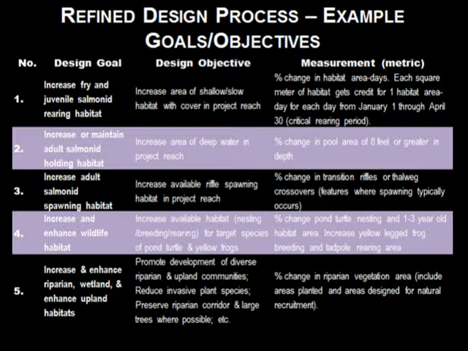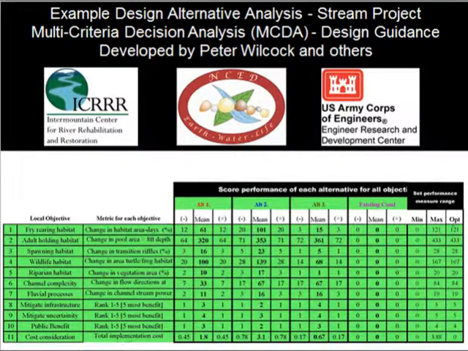Early on in the process we used a lot of just overarching goals, and we've been challenged in recent years to really focus our goals down and to use metrics that are quantifiable and tied to those goals and objectives. We've recently been using a system developed by Peter Wilcock and others. It's a multi-criteria decision analysis tool, MCDA, that looks at different design alternatives and uses the quantitative metrics to help inform which alternative may be most suited for a project based on your goals and objectives.